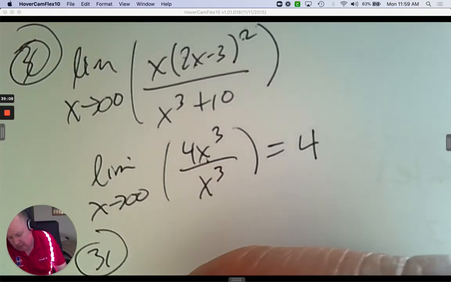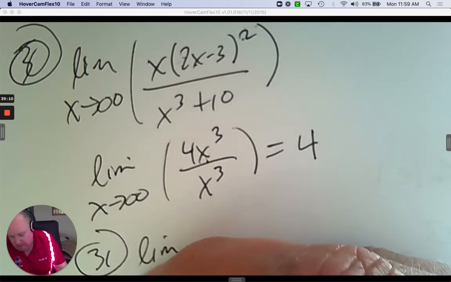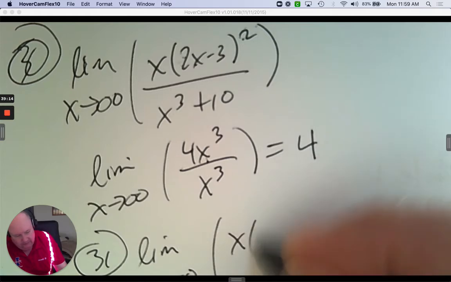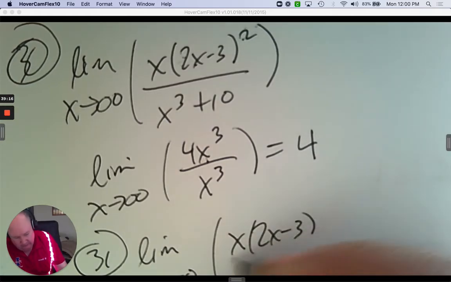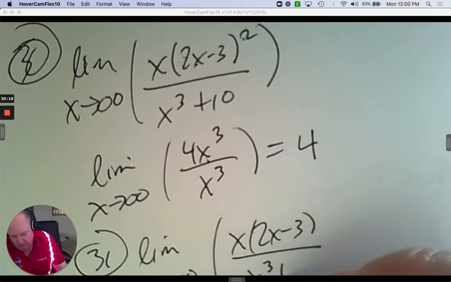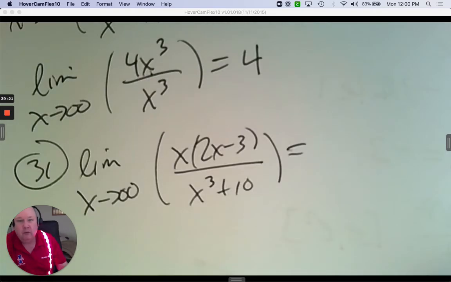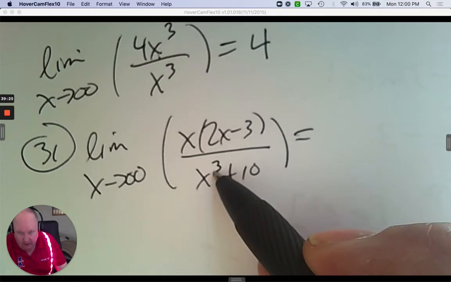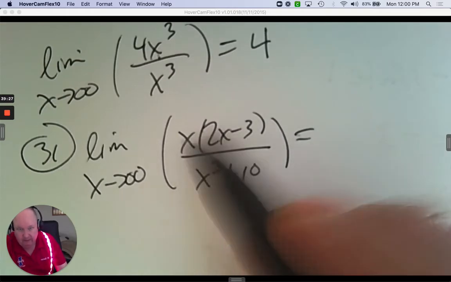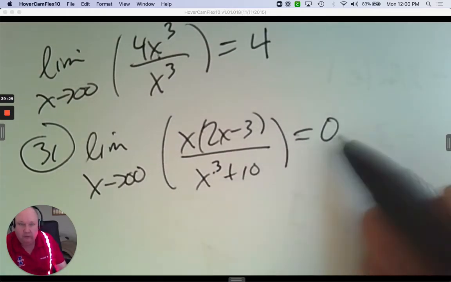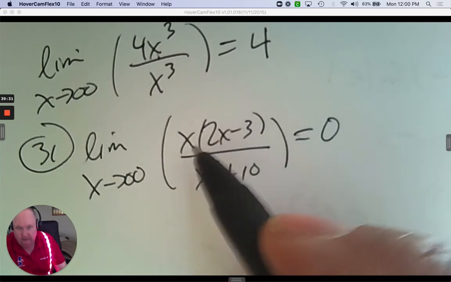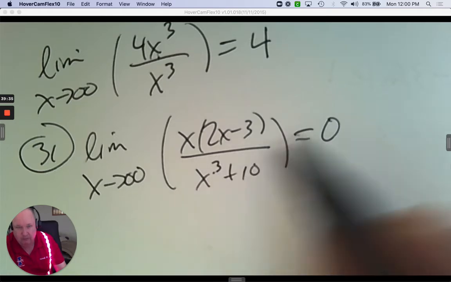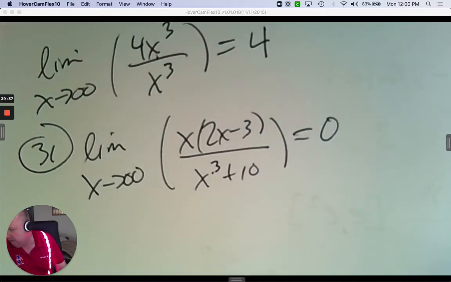Is the same? Nope, not the same question. So limit as x approaches infinity. This time it's x times 2x subtract 3 over x cubed plus 10. I want you to notice that when you multiply the numerator out, the denominator is more powerful than the numerator, which means the end behavior is always 0 when the top is less powerful. So 2x squared over x cubed. If the bottom is more powerful, the end behavior is 0. 32.